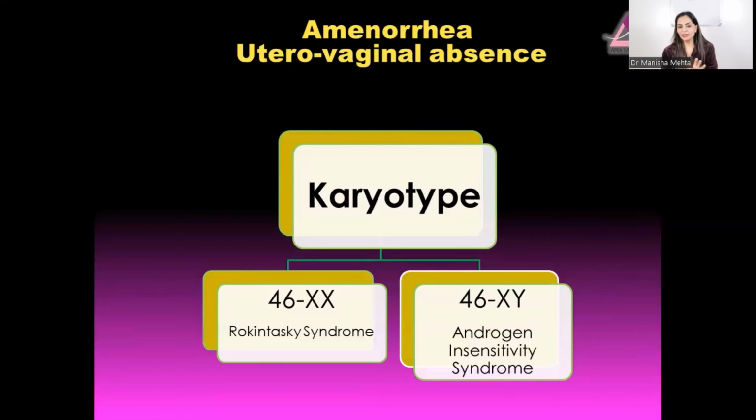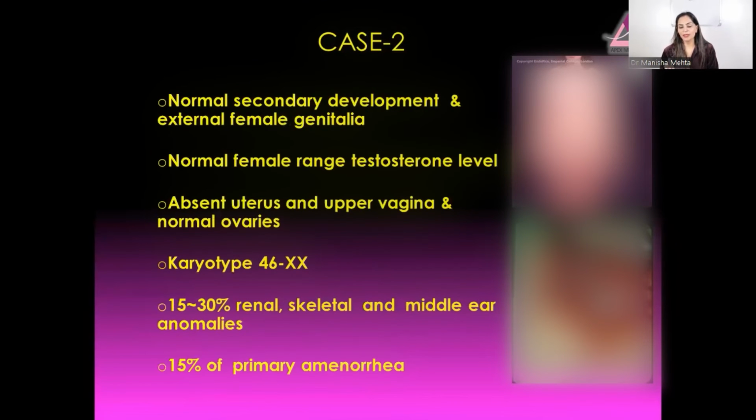So now how will these two present? We are going to talk about it. Again, I want to remind you that we are dealing with the situation where the secondary sexual characters are present, but there is a problem with the outflow tract. So now this is one patient where the secondary sexual characteristics are normal and the external genitalia is female.